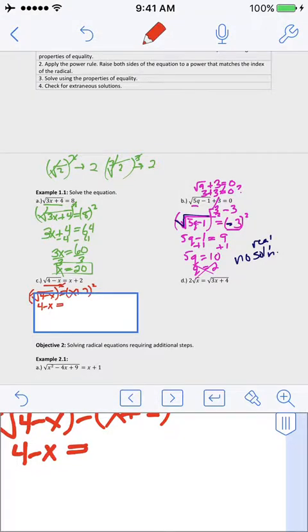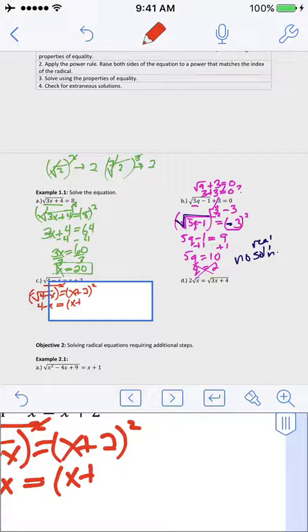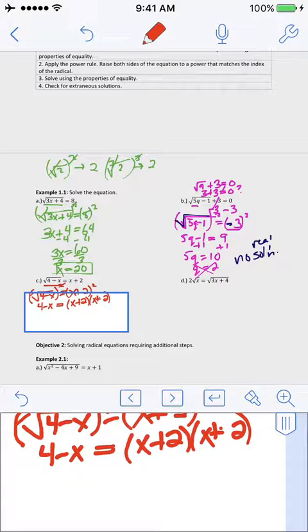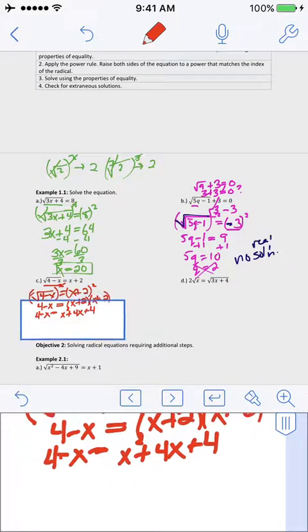And then remember, this is not going to be x squared plus 4. It's going to be x plus 2 times x plus 2. So we end up getting 4 minus x is equal to x squared plus 2x plus 2x is 4x plus 4. If that was confusing to you, then you need to go back to the chapter 5 videos. I want to say chapter 5.3-ish, around there, on multiplying binomials. Okay, special cases, look out for that.